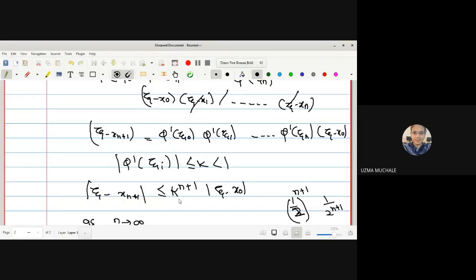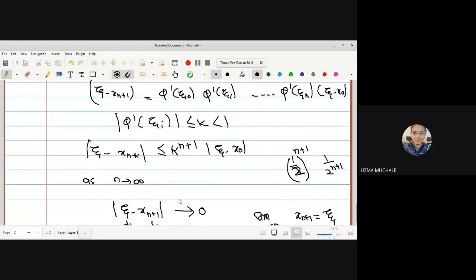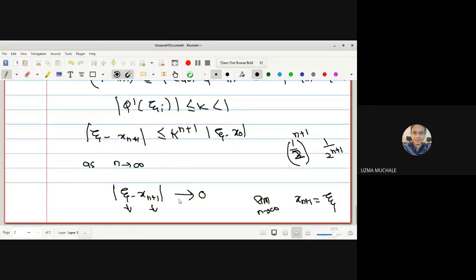How many times will this be? This will be n plus 1 times, and hence it is k raised to n plus 1 as n tends to infinity, because we have assumed that k is less than 1. Hence as n tends to infinity, k raised to n plus 1 will tend to 0, and hence we can say that as we increase the number of iterations, we will come to root zeta of our polynomial or our equation.